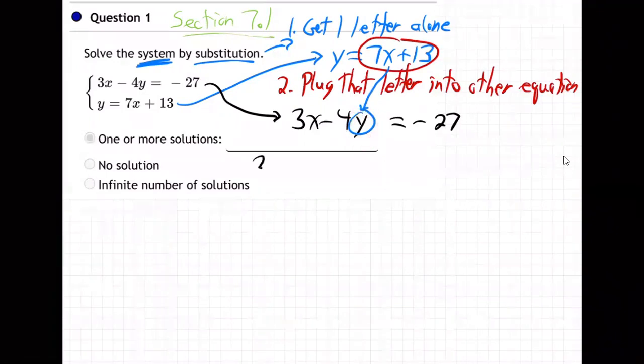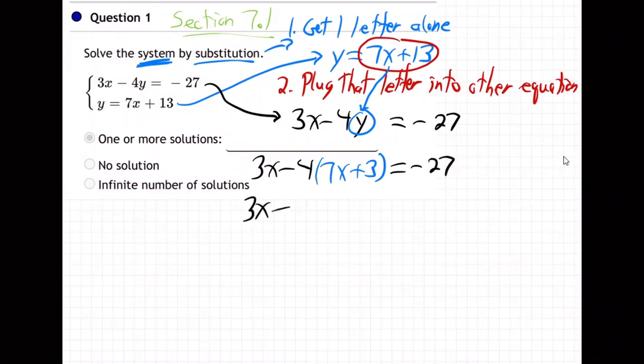So that equation then becomes 3x minus 4 times (7x plus 13) equals minus 27. We get so far. So 3x, and then distribute this, minus 28x minus 52 is minus 27. So do you see that now we only have one letter? We just have x. There's no more y because we plugged in for y. So that's why this works. So now you just solve for x. What is 3x minus 28x? Well, that's minus 25x.